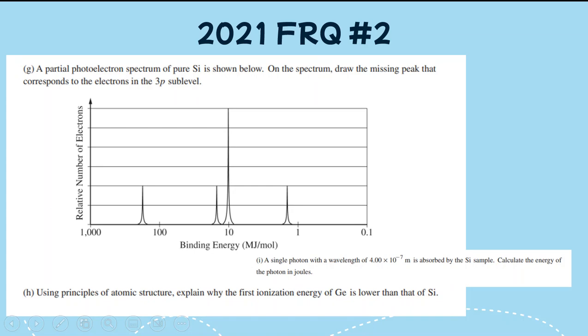Partial photoelectron spectrum of silicon shown below. On the spectrum, draw the missing peak that corresponds to the 3p sublevel. So if I look over here on my periodic table, how many electrons should be in the 3p? Silicon should end at 3p what? 3p2.